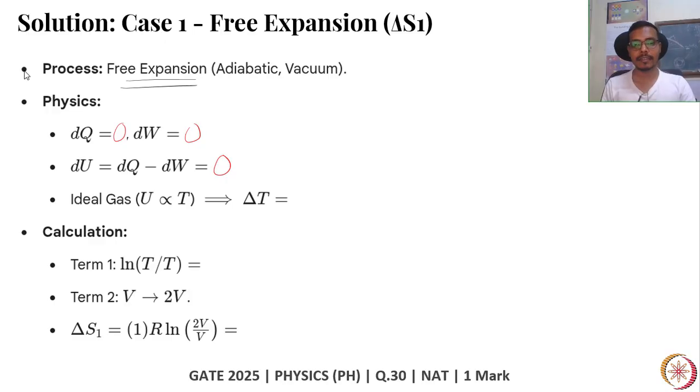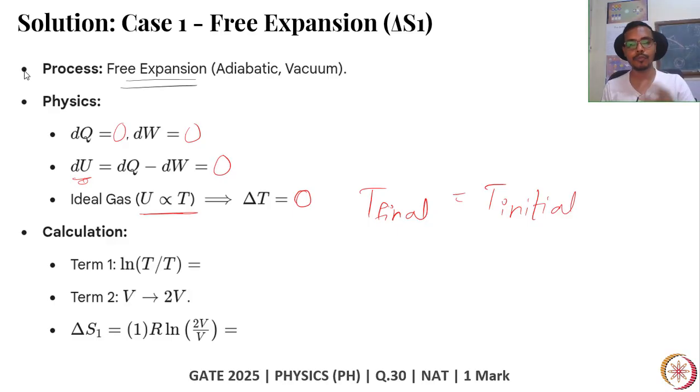For an ideal gas, internal energy depends only on temperature. So if internal energy U doesn't change, that means T also doesn't change. Since du is 0, delta T is also 0, so T final is equal to T initial. Effectively, the gas moves from volume V to 2V at the same temperature T.